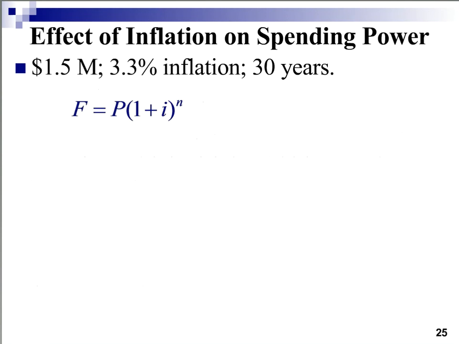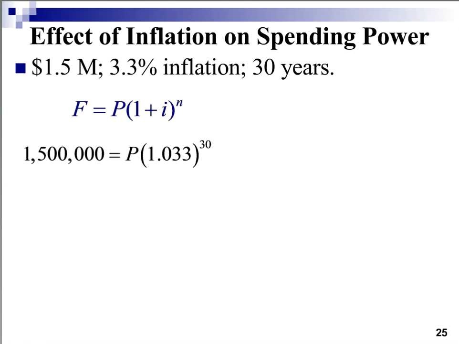All right, let's check and see how accurate your guess was. Remember, we're assuming $1.5 million is in an account 30 years from now, and inflation has been eating away at the spending power of that amount at a rate of 3.3% per year. So we're still able to use the future value formula that you can see here at the top. F is the amount in the future, P is the current value, or the spending power in today's dollars. 1 plus I is our inflation rate per year, and then N is the number of years that inflation is allowed to act. So let's put the numbers in and see what we get.